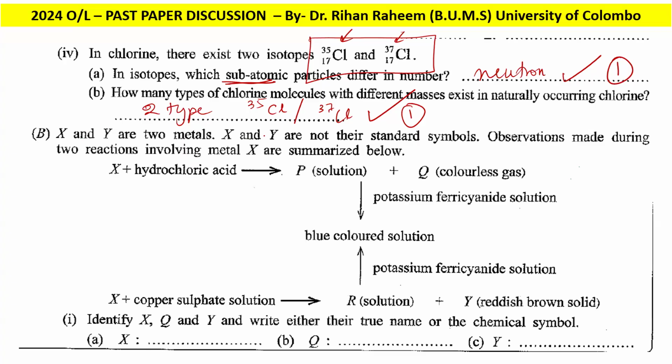Then X and Y are two metals. X and Y are not their standard symbols. Observations made during two reactions involving metal X are summarized. That tritium thing is not for chlorine. It's for hydrogen. Hydrogen has 3 isotopes: protium, deuterium, tritium.